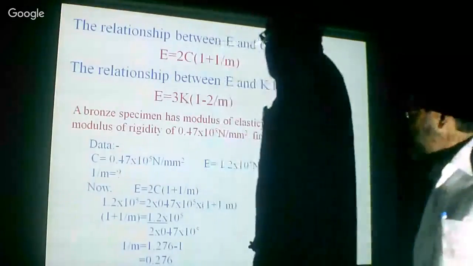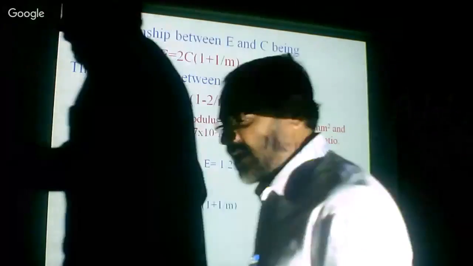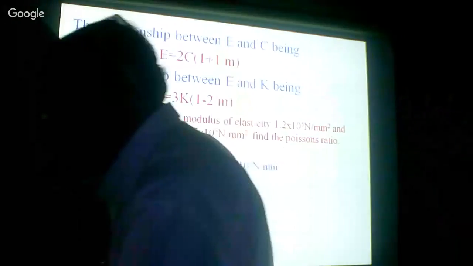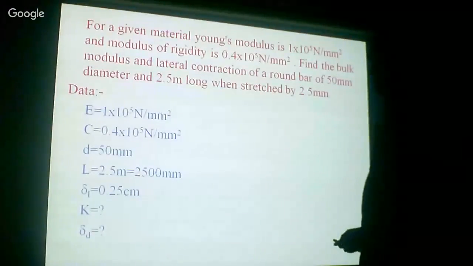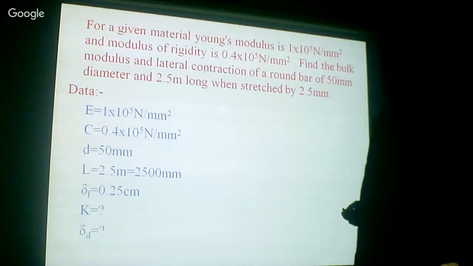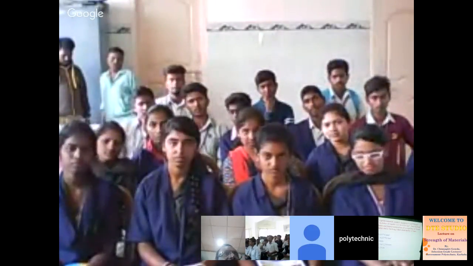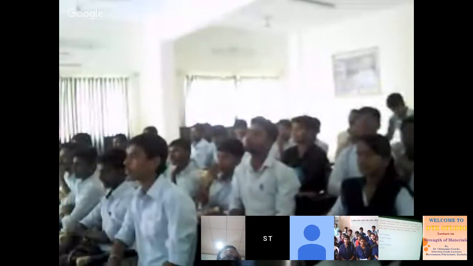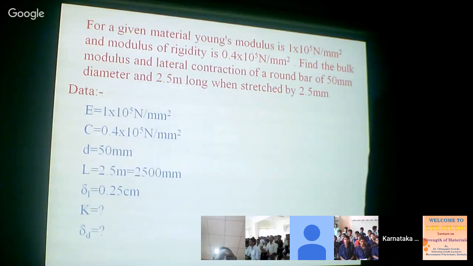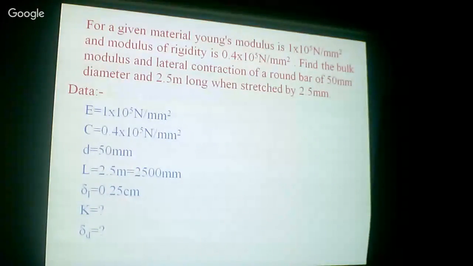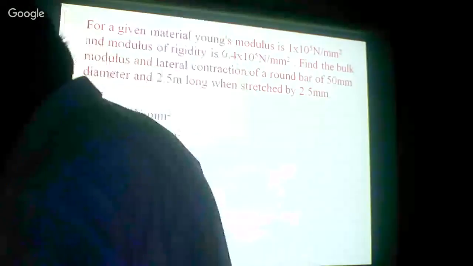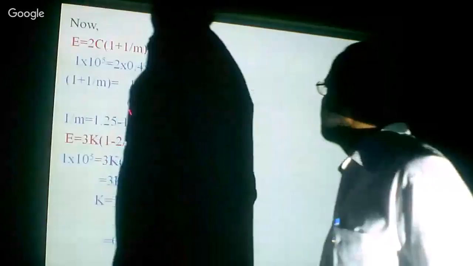This is one simple problem we highlighted in the previous class. Now there is one more problem, which we have also already discussed. For a given material, Young's modulus is 1 into 10 to the power 5 newton per unit square, and modulus of rigidity is 0.4 into 10 to the power 5. Find the bulk modulus and lateral contraction of a round bar 50 millimeter diameter and 2.5 meter long when stretched by 2.5 millimeter. Write down the given data. All the data are given, and it is a very simple problem.